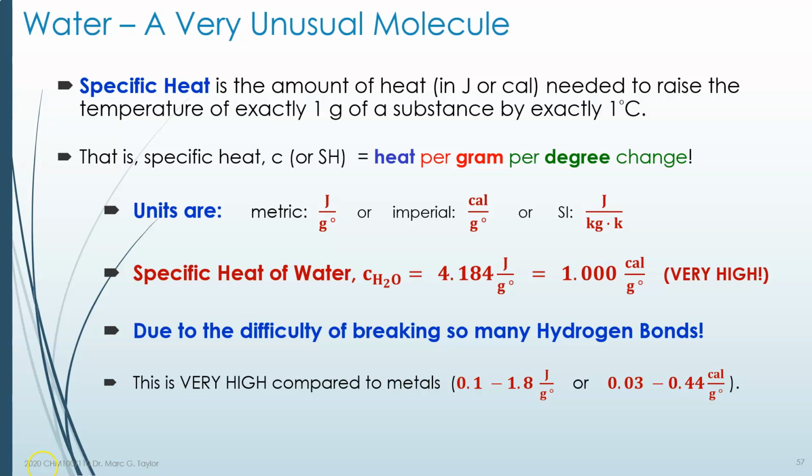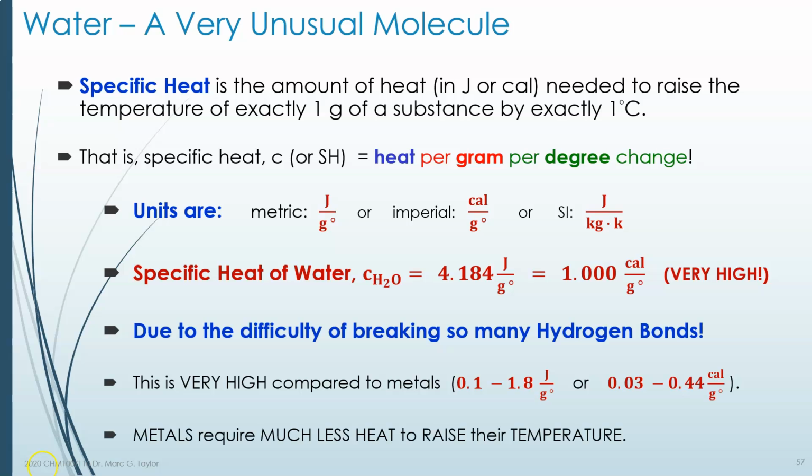And in fact, the metal specific heat, if we look at in the joules per degree gram, metals range from about 0.1 to 1.8. Compare that to the 4.184 joules per degree gram for water. So even the most impressive metals are still about 2 to 3 times easier to warm up than water is, and in some cases as much as 40 times easier. So big difference in specific heat with metals. Doesn't take much heat or energy to raise their temperature up.